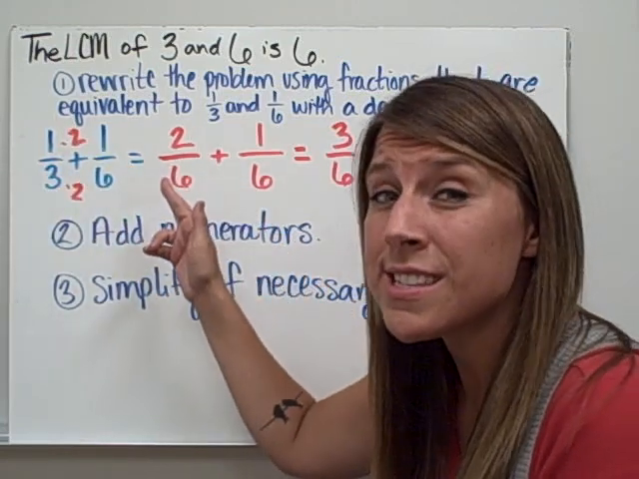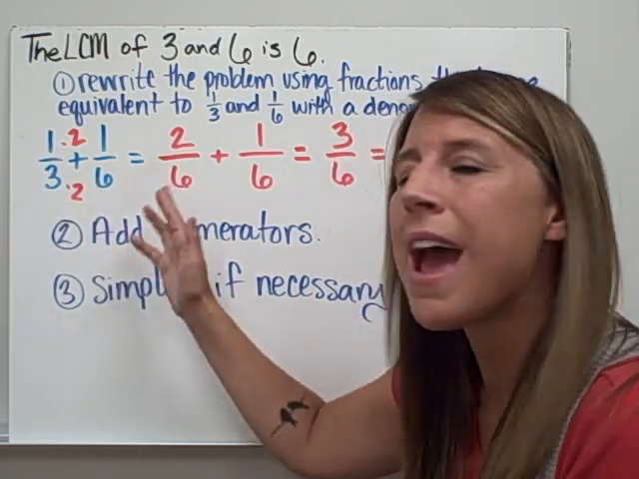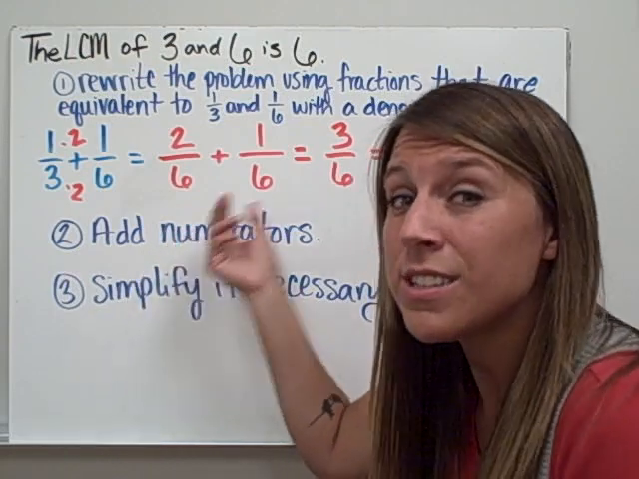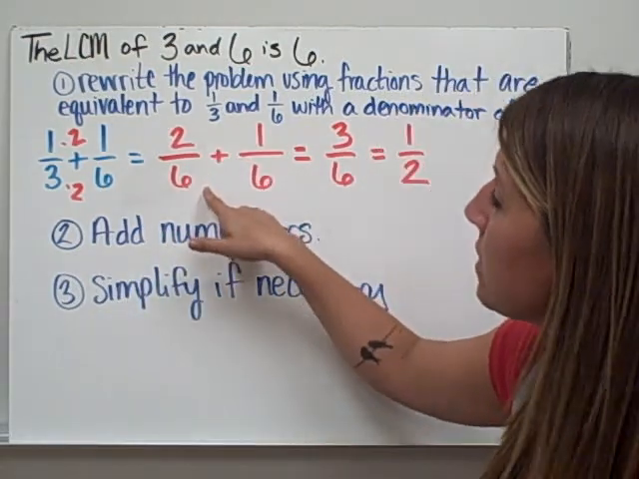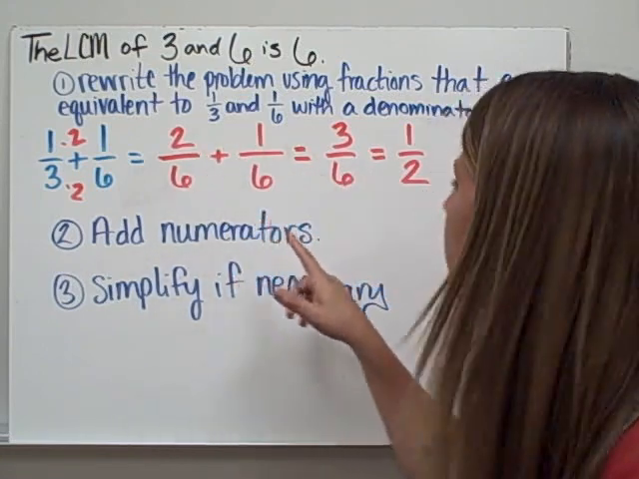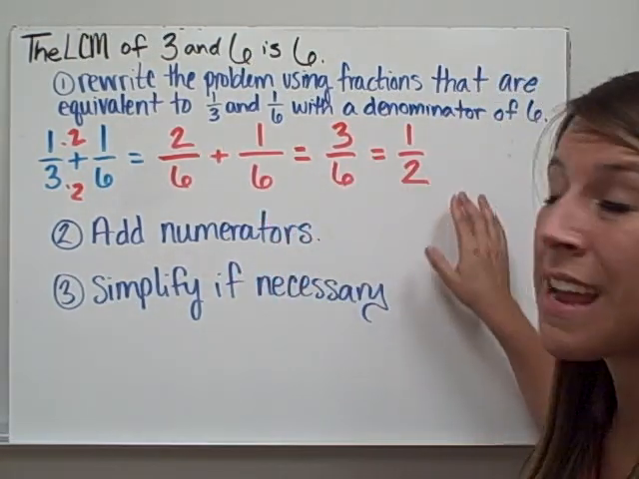Understand that 2/6 is an equivalent fraction to 1/3, so I haven't changed the value. I've just rewritten it so it can be added to 1/6. So now 2/6 plus 1/6 is 3/6 because I simply add the numerators, and 3/6 is the same as 1/2.